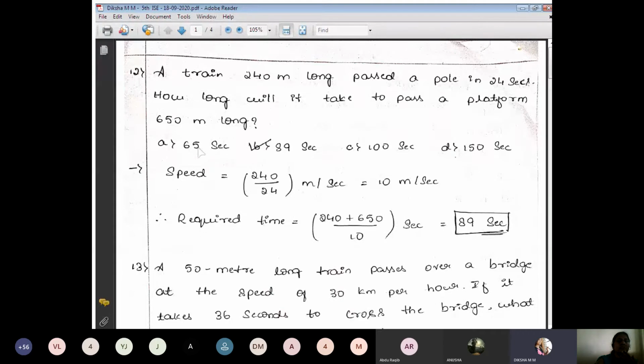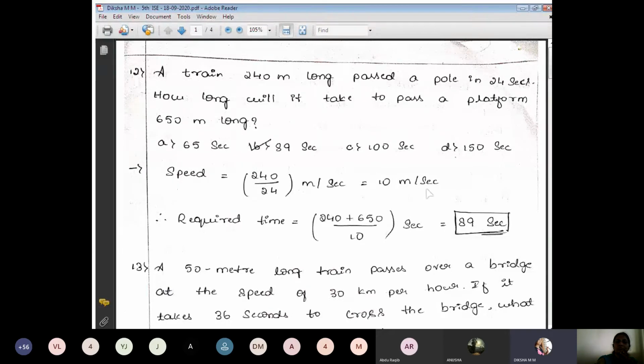We know the distance formula. Distance is equal to speed into time. Time means distance divided by speed. So we want to find the time. But they have not given the speed. They have given the length of the train and the time, so we want to find the speed also. Speed is equal to length of the train divided by time. So 240 divided by 24 meters per second, that is equal to 10 meters per second.